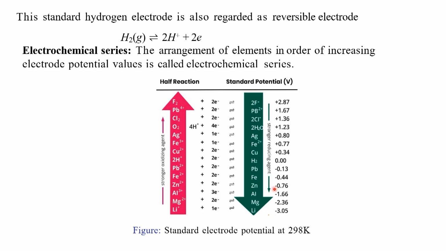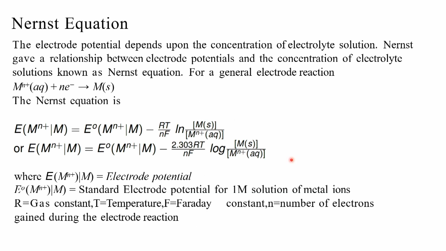What I said here is, if you consider O2 and Cl2, Cl2 is a better oxidizing agent than O2. Similarly, if we consider Cl minus and F minus, Cl minus is a stronger reducing agent than F minus, and these are the standard electrode potential values at 298 K. Then the Nernst equation: the electrode potential depends upon the concentration of the electrolyte solution.